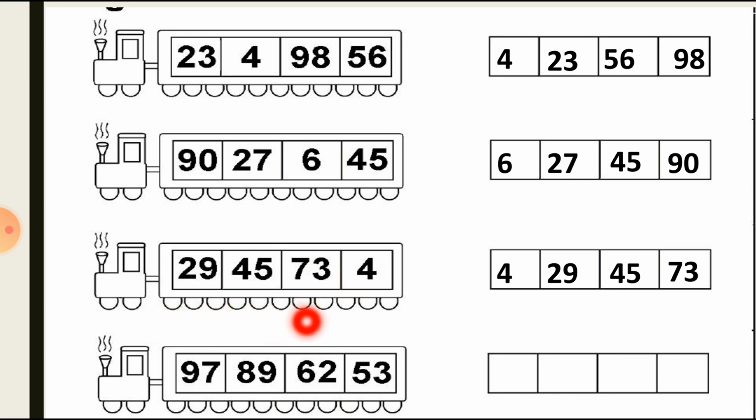Then at the last, here in number 4, the smallest number is 53, so I have to write down 53 there. Then after 53 the number 62 will come. So write down 62, and then 89 will come, and at the last the biggest number, which is 97, will come. So this way students, we are going to arrange these numbers.